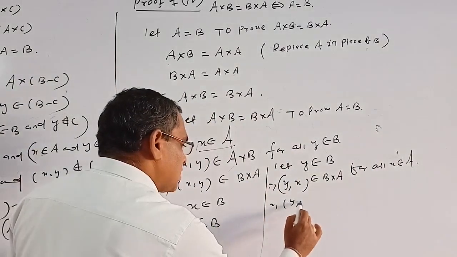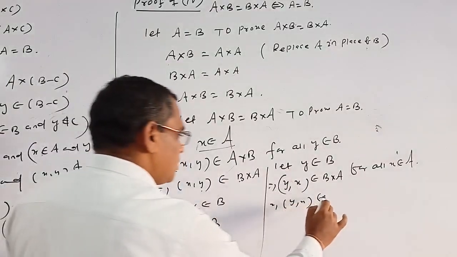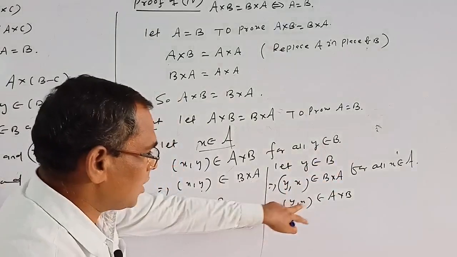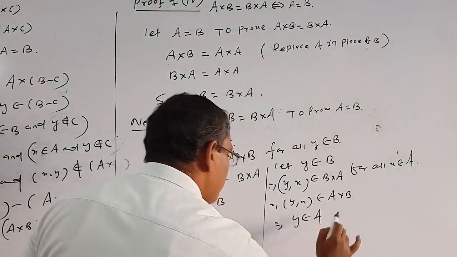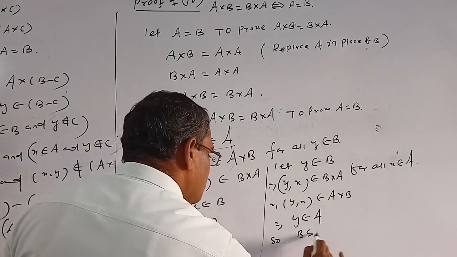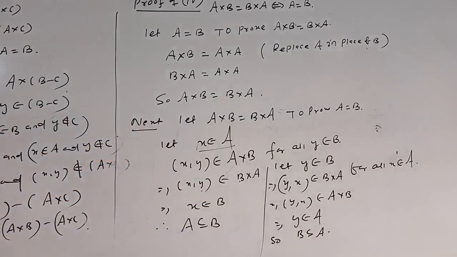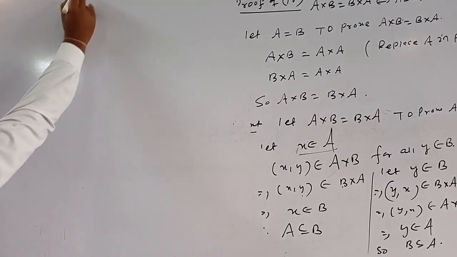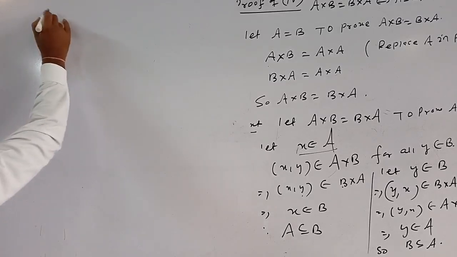That implies y comma x belongs to, here B cross A means what? A cross B equal to B cross A. That implies here y comma x belongs to B cross A, y comma x belongs to also A cross B. That implies y belongs to A. So B must be subset of A. So we have shown A subset B and B subset A. Therefore A subset B and B subset A, that means A is equal to B.